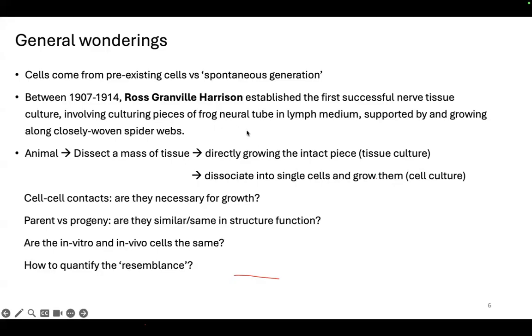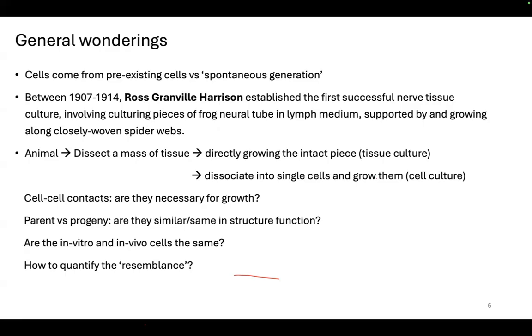So the neural tube, again, I won't go into the details of what a neural tube or what neural tissue culture they did. It's a very nice story, so you can read about it for sure. But for the purpose of this course, we are not going into much detail. So this was cultured in lymph medium. The lymph medium also has a lot of nutrients, so the neural tube was grown in that medium.